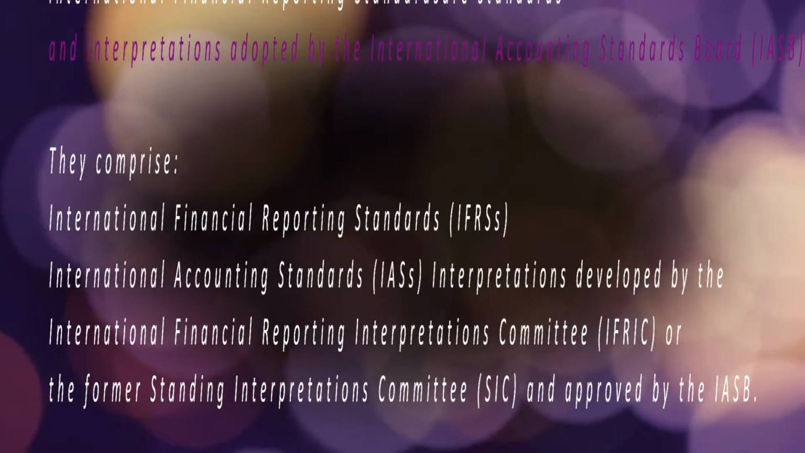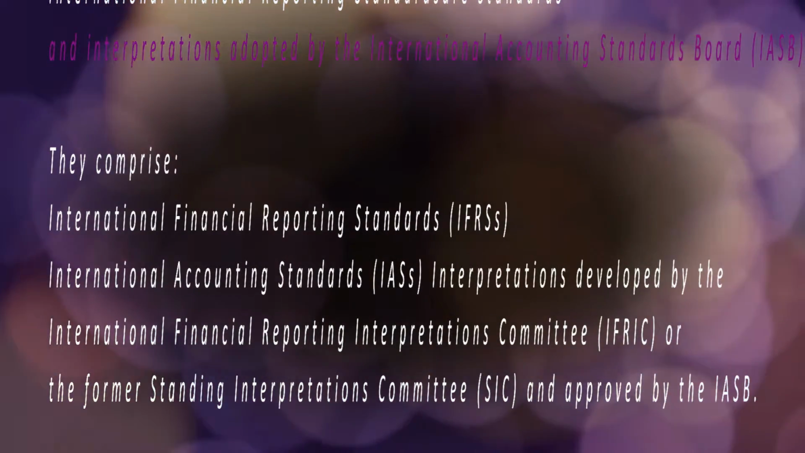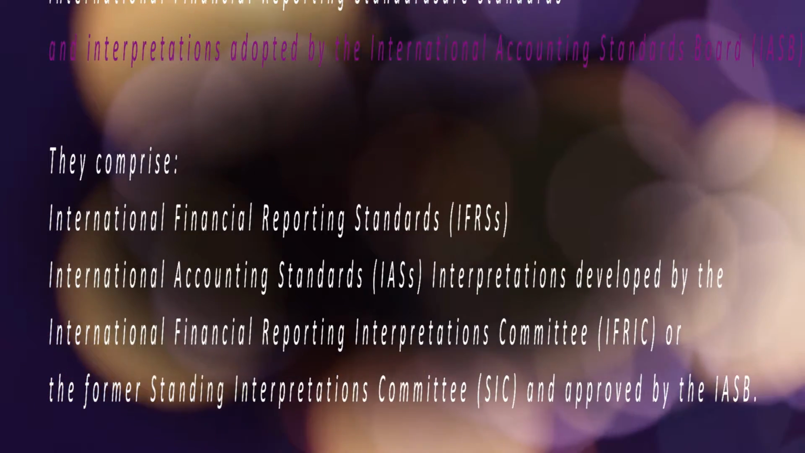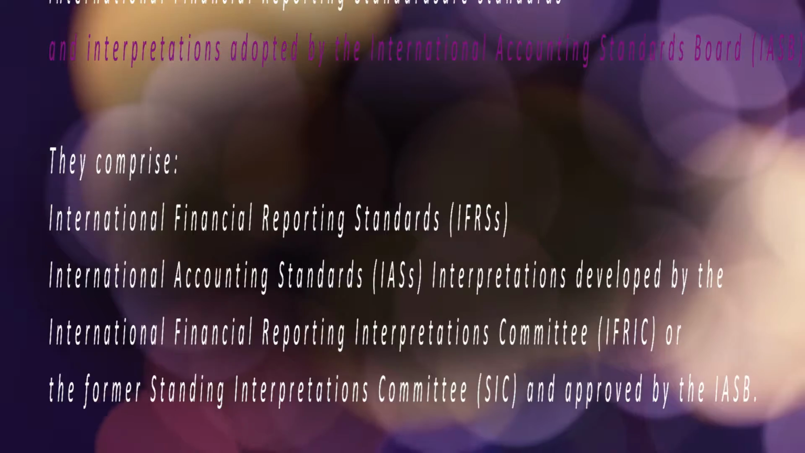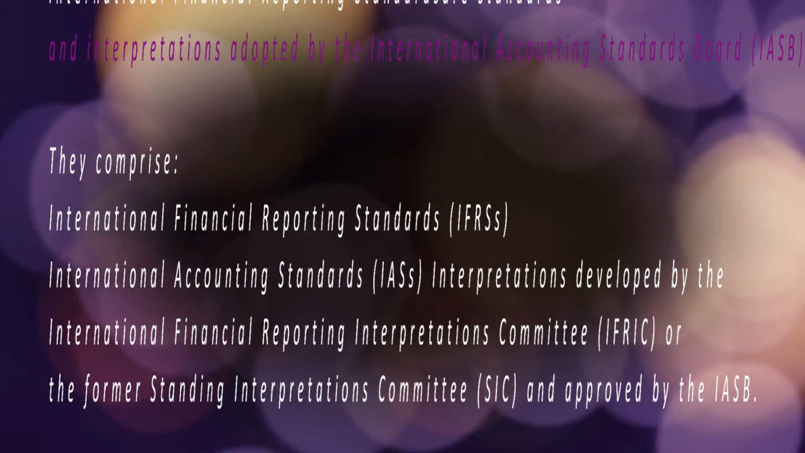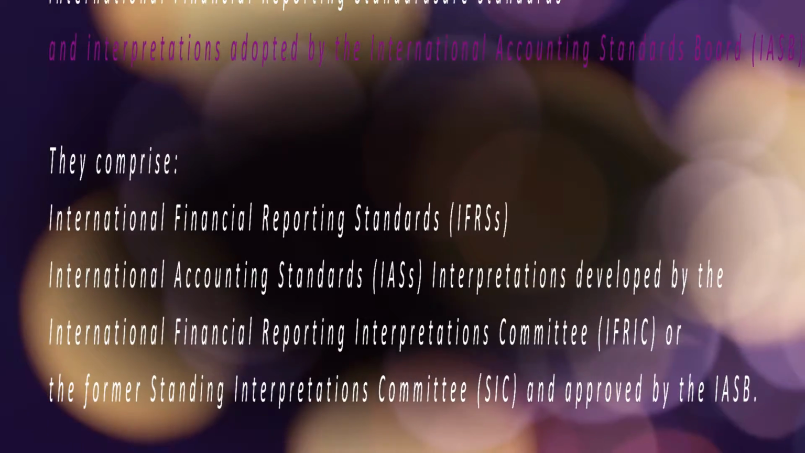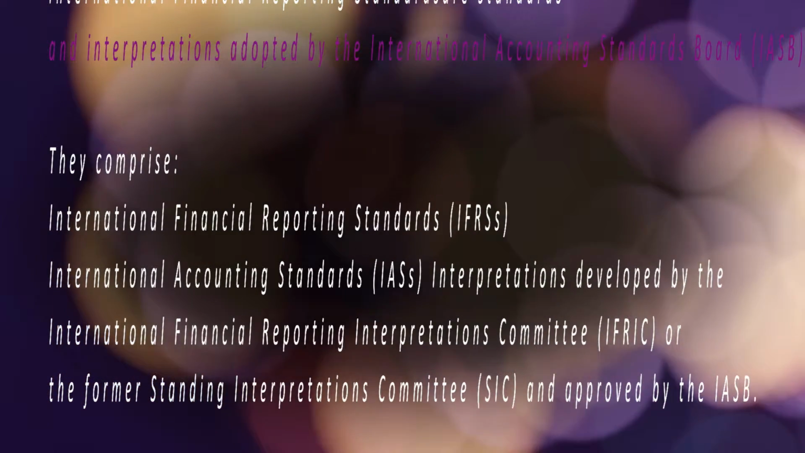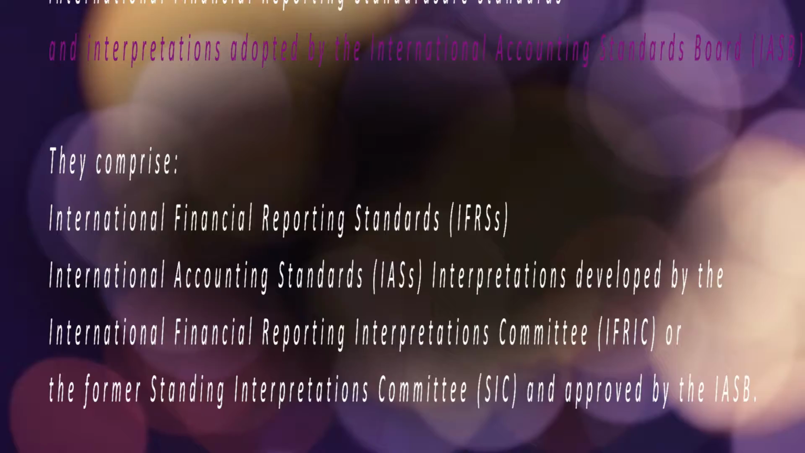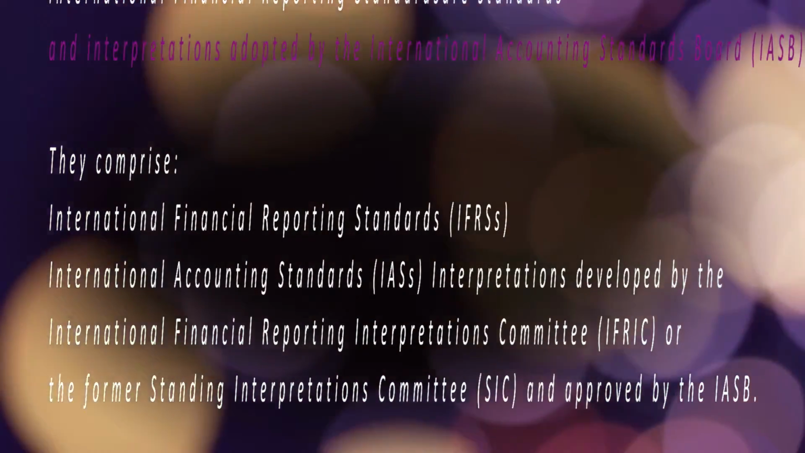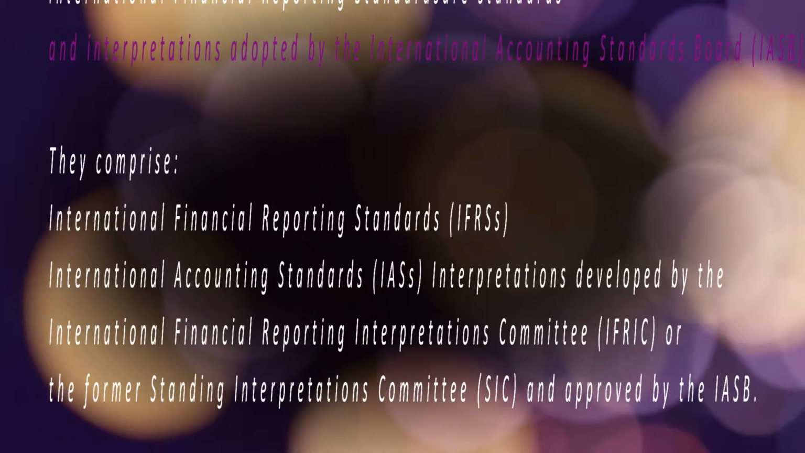The most important definition that we're going to cover right now is materiality. Information is material if omitting, misstating, or obscuring it would reasonably be expected to influence decisions that the primary users of general purpose financial statements make on the basis of those financial statements, which provide financial information about a specific reporting entity.